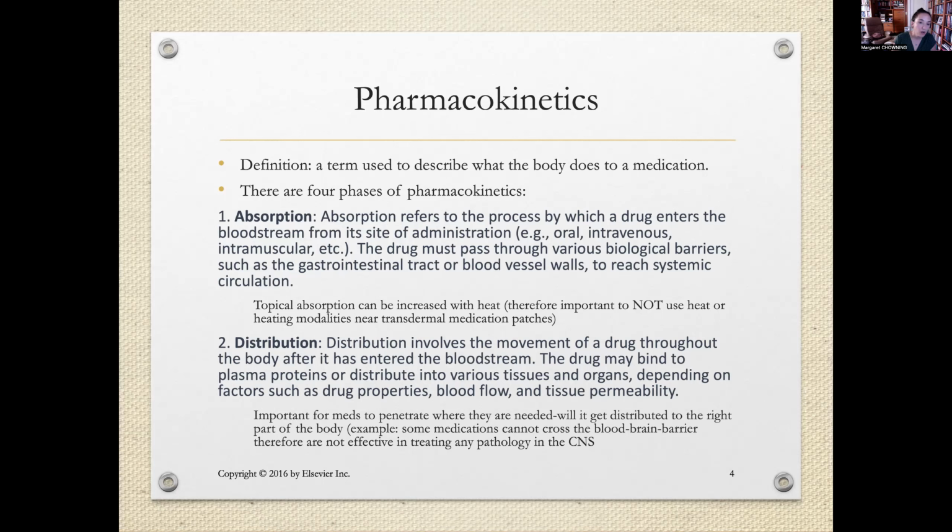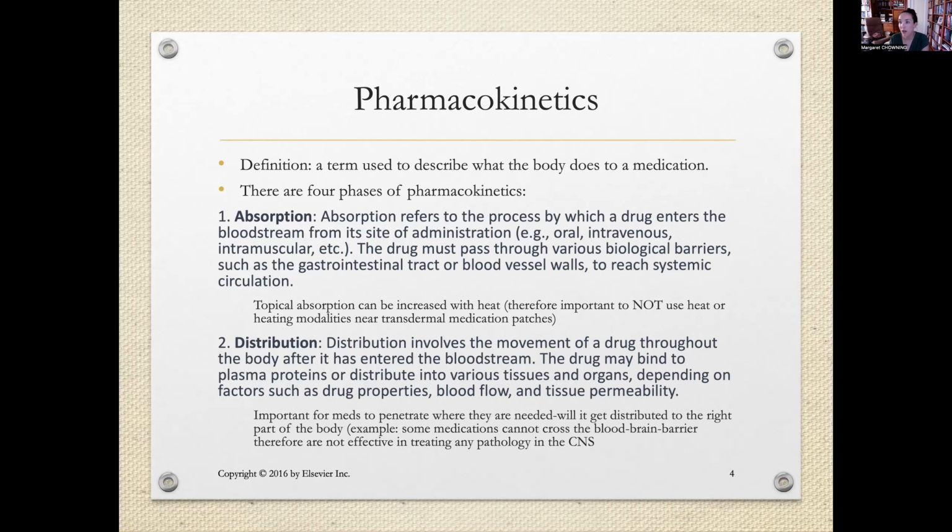Okay, so distribution involves the movement of a drug through the body after it has entered the bloodstream. So once it's in the bloodstream, how does it become distributed? The drug may bind to plasma proteins or distribute into various tissues and organs, depending on factors such as the drug properties, blood flow, and tissue permeability.